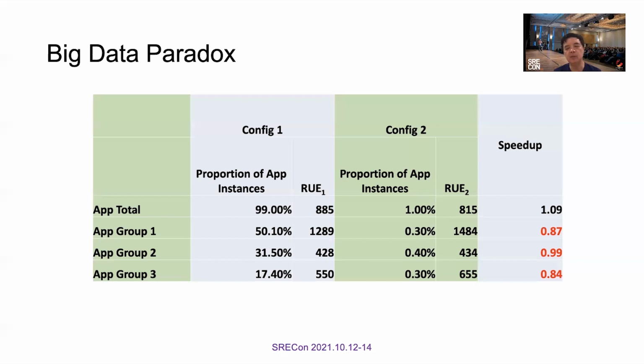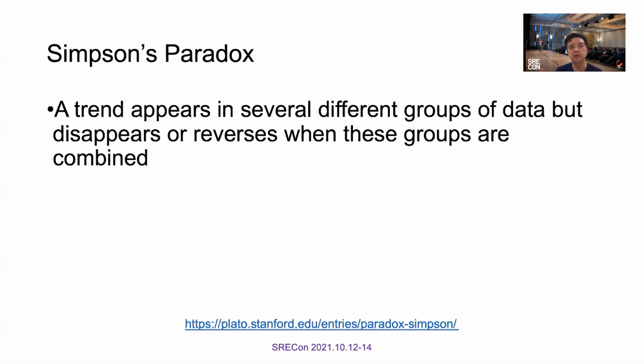So this kind of phenomenon is called Simpson's paradox. A trend appears in several different groups of the data, in our case, groups 1, 2, and 3, but it reverses when these groups are combined together. This is the kind of scenario we need to check for when we are doing performance analysis at large scale. We cannot simply look at the overall summary of the performance data. We need to look at the individual groups as well.